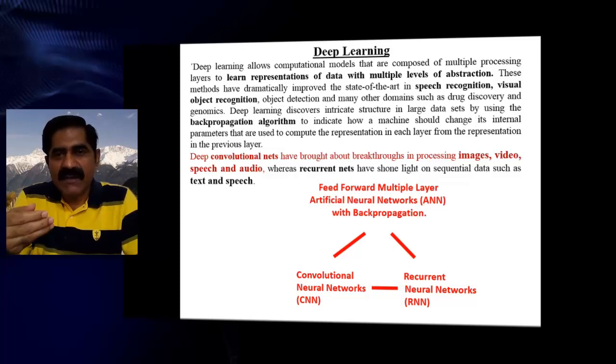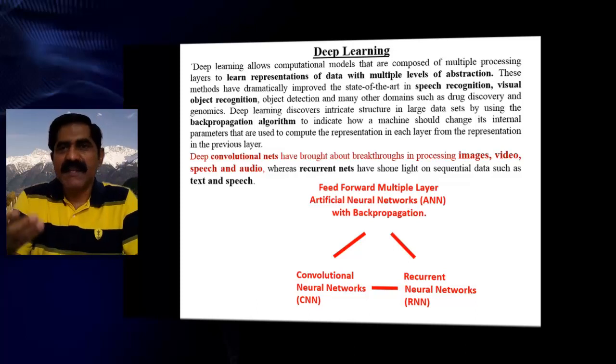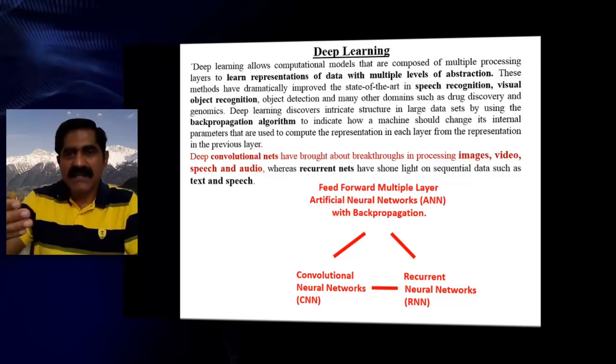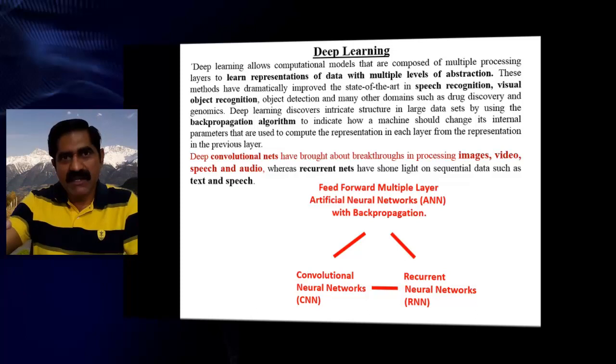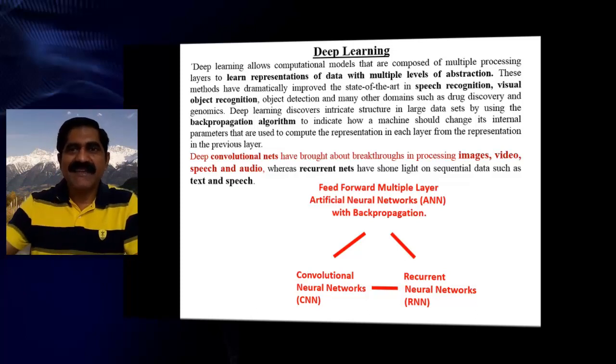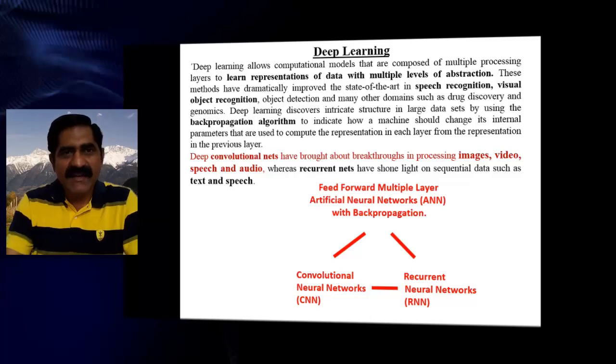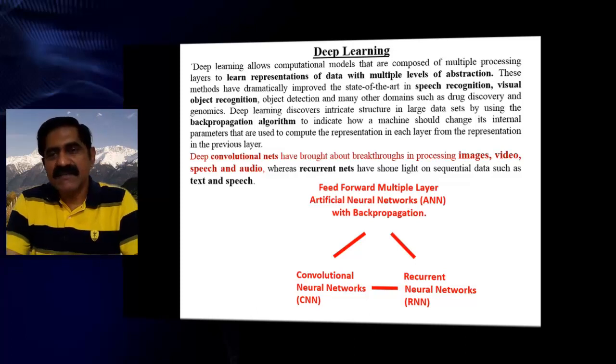At one level I learn something, at the second level I learn something, at the third level I learn something, at the fourth level I learn something. Like that, my learning capacity is increasing, so that I can detect any image easily once I learn in this way. This type of concept is what you call the deep learning concept.